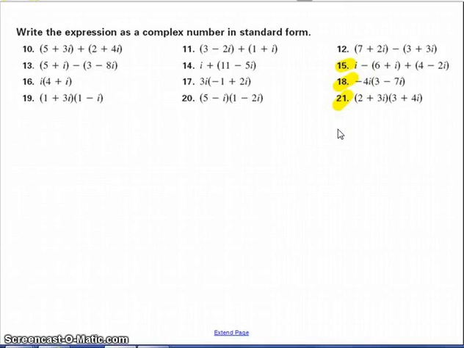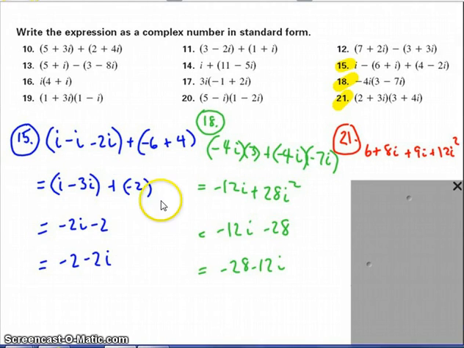Okay, I'm going to assume that you did that. 15 and 18 are worked out all the way through here in blue and in green. Notice I've given two different ways of saying the answer for each. For 15, you might have said negative 2i minus 2. I prefer, and a lot of mathematicians prefer, to put the i term at the end, so I've simply reordered it as negative 2 minus 2i. Neither of these is really better than the other. It's just convention. 18, same thing. You might have written it as negative 12i minus 28. I reordered it.